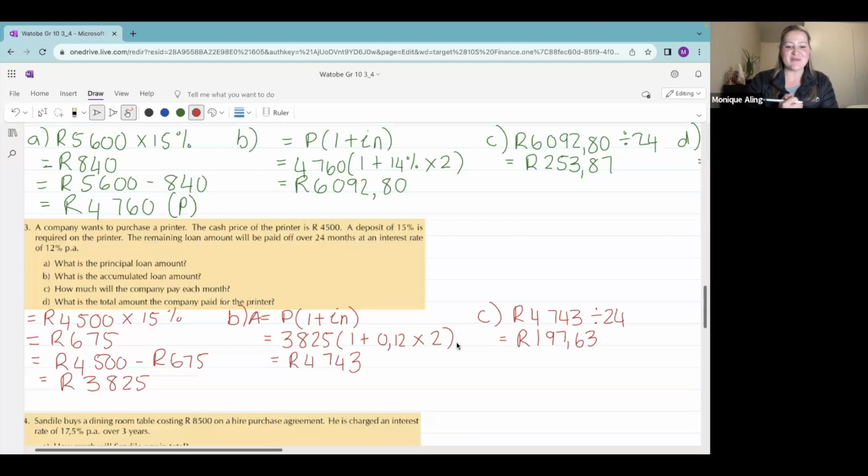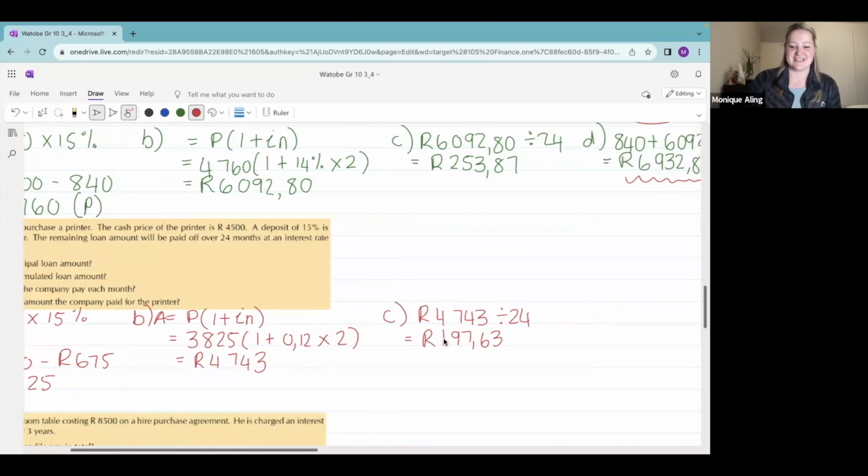And then D, shock horror. Didn't see this question coming. What is the total amount the company paid for the printer? Danver. Yes. Exciting.